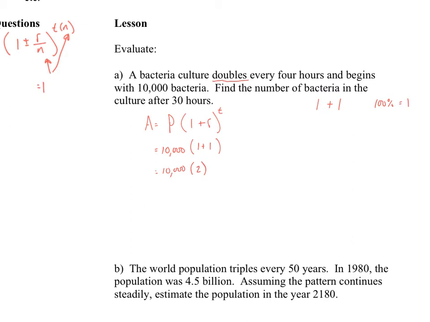Now we have to figure out the time. Well, it's going to be 30 hours later, but we know that our culture only doubles every 4 hours. So it's going to double in 4 hours, and then it's going to double again in 8 hours, and it's going to double in 12 hours, and it's going to keep going like that until we've hit 30 hours. So it's not going to double every hour. Our time can't just be 30. We have to divide it by 4 to indicate that we're accounting for the population doubling only every 4 of those 30 hours.